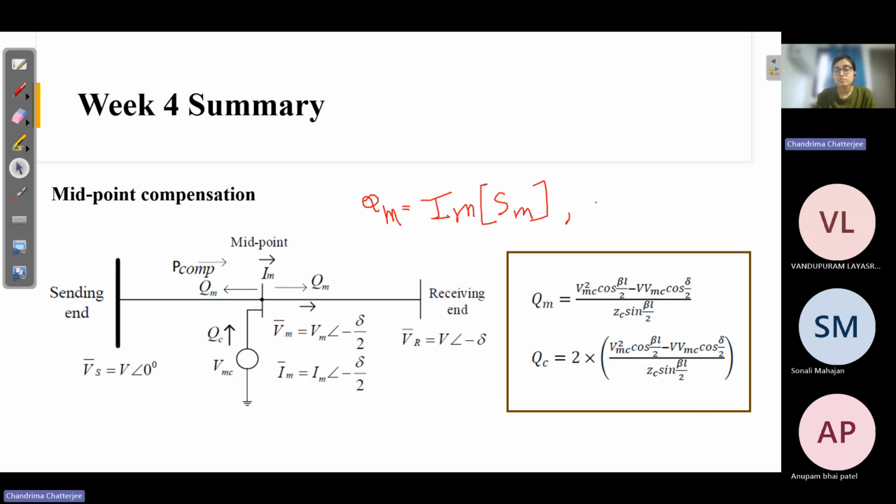And what is SM? SM is the apparent power, VM times IM star, the conjugate. Okay, so this is my apparent power. If you substitute the expression of VM and IM here, then you will get QM. Just separate the real part and imaginary part.